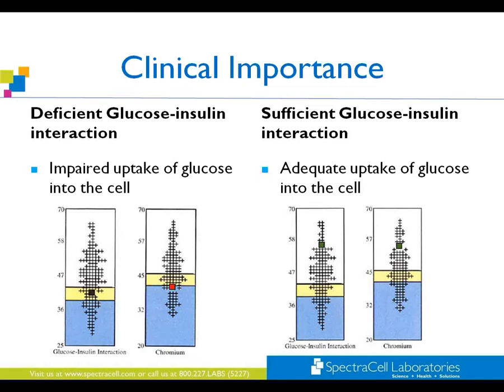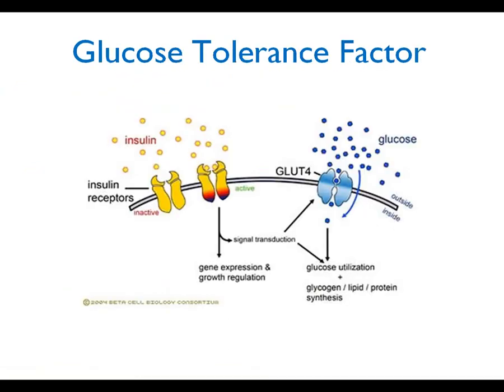Now, let me contrast that with sufficient glucose-insulin interaction. And you'll note in this patient, on the right side of the slide here, that this individual has a higher chromium status, and you're also seeing a concurrent adequate glucose-insulin interaction status as well. So it just stands to reason that the better we can keep that chromium status, the better you're going to see that glucose-insulin interaction. So those two are intimately tied together.